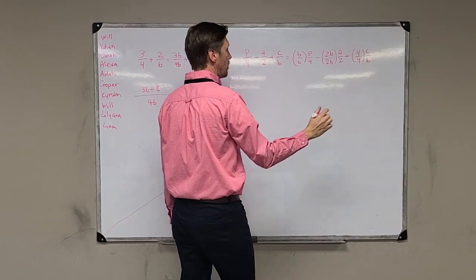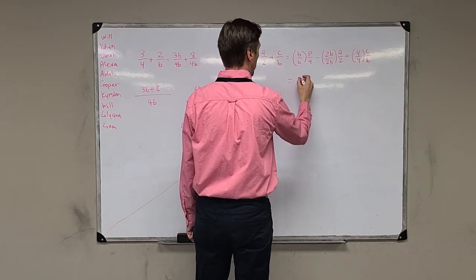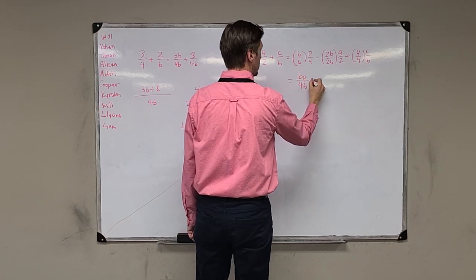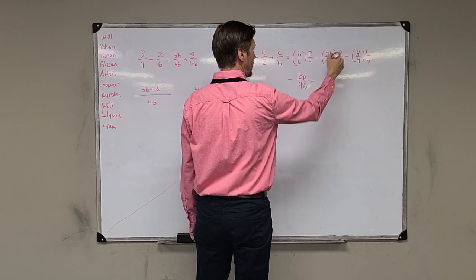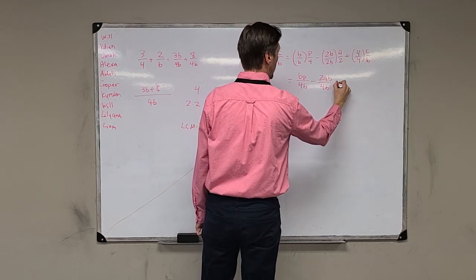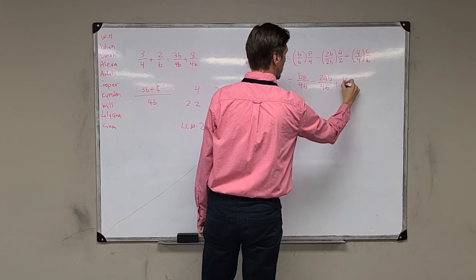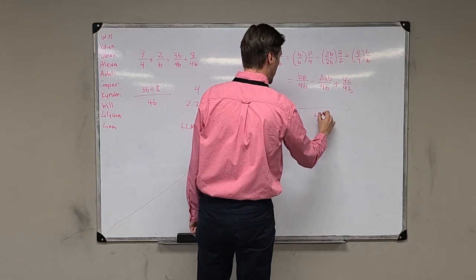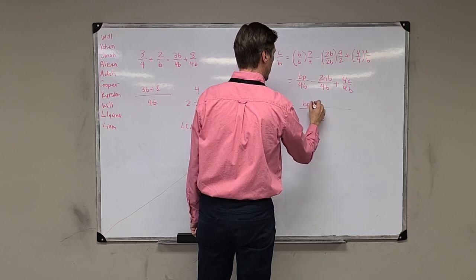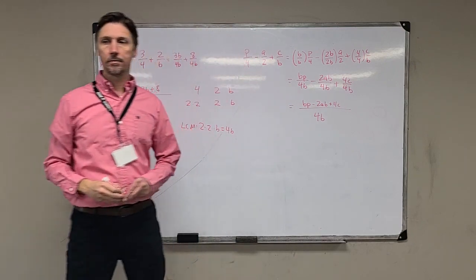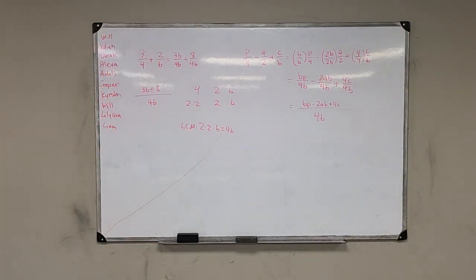So then when I do all of that, I get bp over 4b minus 2b times a is 2ab over 4b, plus 4 times c is 4c over 4b. And so then I can put all of that over the same denominator, 4b, and I have bp minus 2ab plus 4c on the top. All right? Any final questions?